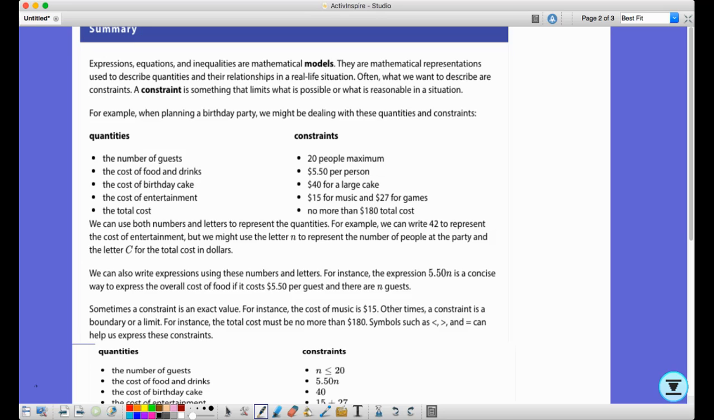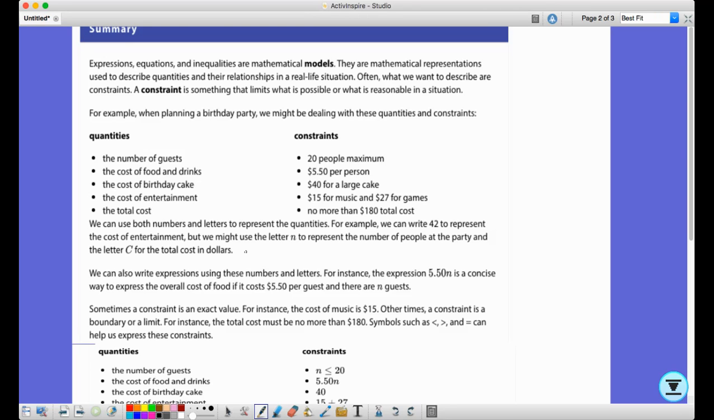For example, when planning a birthday party, we might be dealing with these quantities and constraints. It says the number of guests is 20 people maximum. The cost of food and drinks, $5.50 per person. The cost of a birthday cake, $40, okay? And so on and so on. We can use both numbers and letters to represent these quantities. For example, we can write 42 to represent the cost of the entertainment, but we might use the letter N to represent the number of people at the party and the letter C to represent the total cost in dollars.